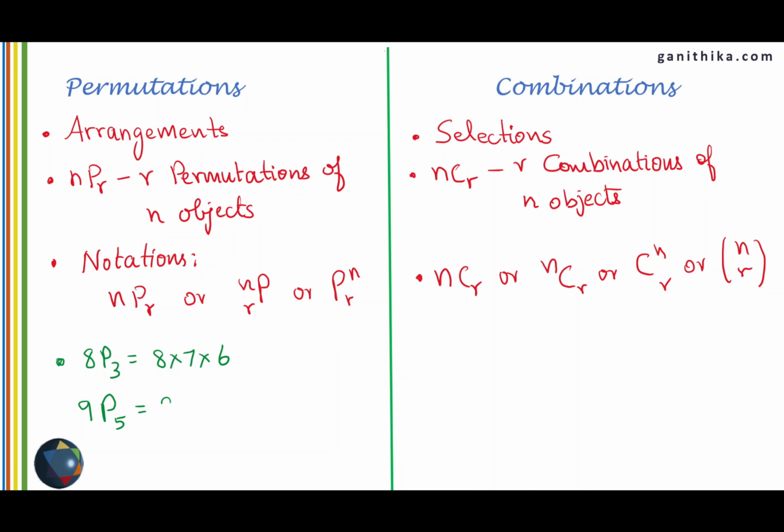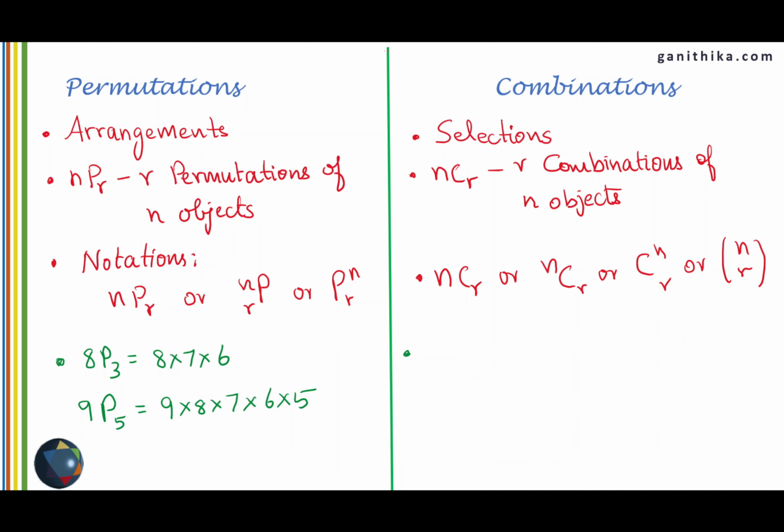9P5 starts from 9 and goes on until you have 5 numbers in the multiplication. So starting from 9, reducing by 1 each time, 9 times 8 times 7 times 6 times 5, you stop there because there are already 5 numbers starting from 9.